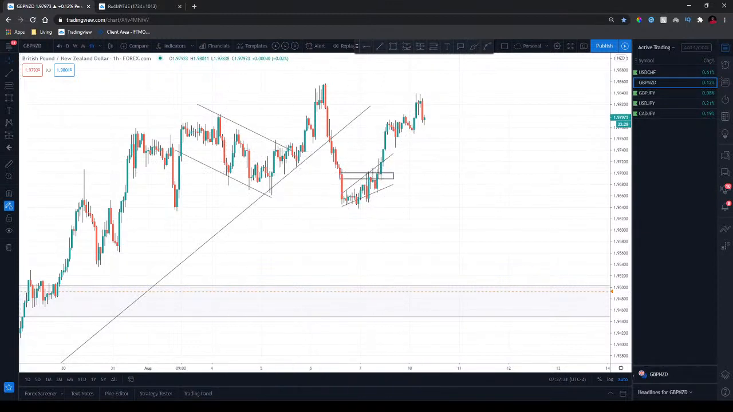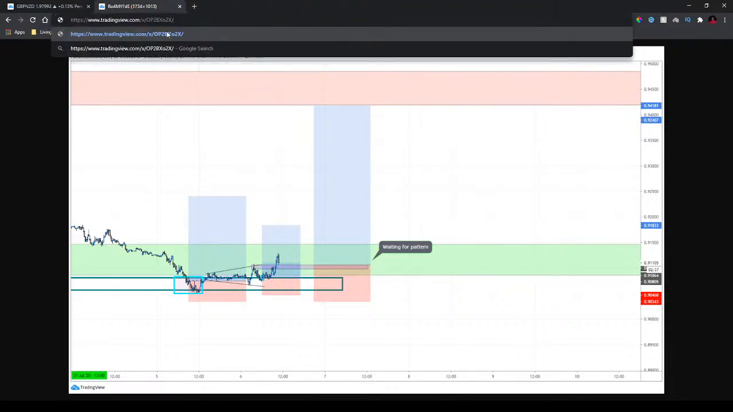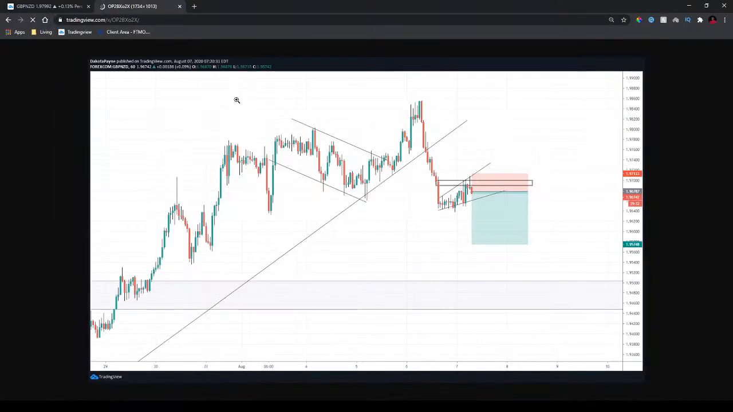GBPNZD, we looked for a sell, and I should go ahead and show the screenshot here as well. Here we go. So here's the screenshot on GBPNZD. I was looking for a sell after price broke that trend line. Now looking for the push out. Now price continued to scale up.